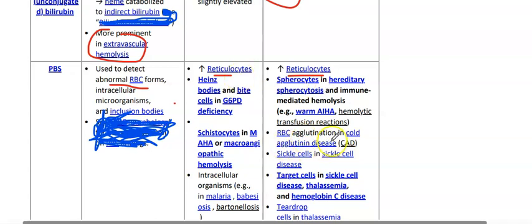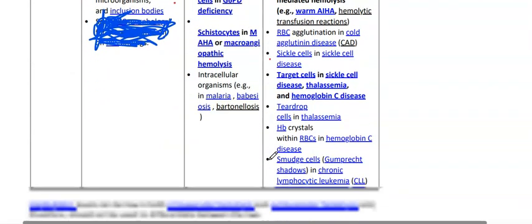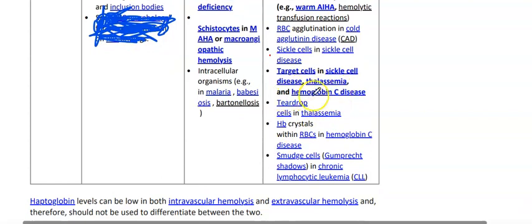Then we have RBC agglutination in cold agglutinin disease. Sickle cells will be present in sickle cell disease. Target cells will be present in sickle cell disease as well as thalassemia and HbC, so target cells will be present in these three diseases. Teardrop cells are seen in thalassemia, HbC crystals will be present in HbC disease, and smudge cells, known as Gumprecht shadows, will be present in CLL, chronic lymphocytic leukemia.